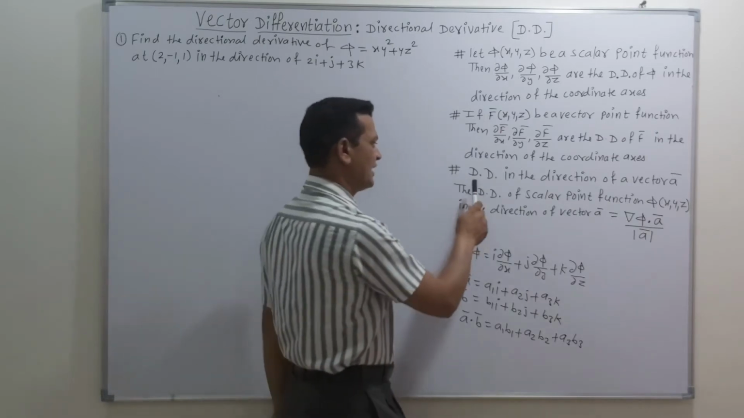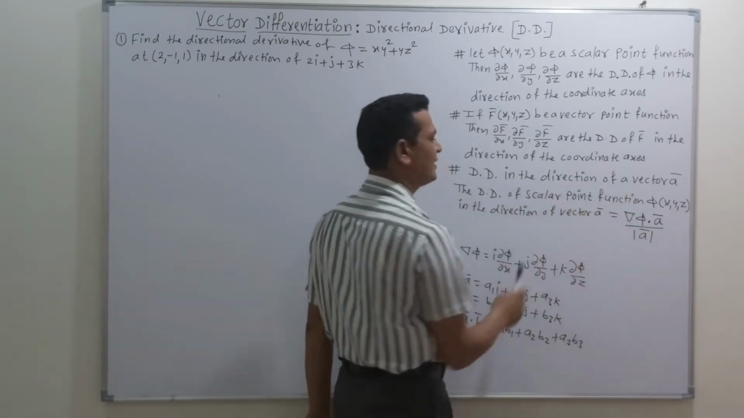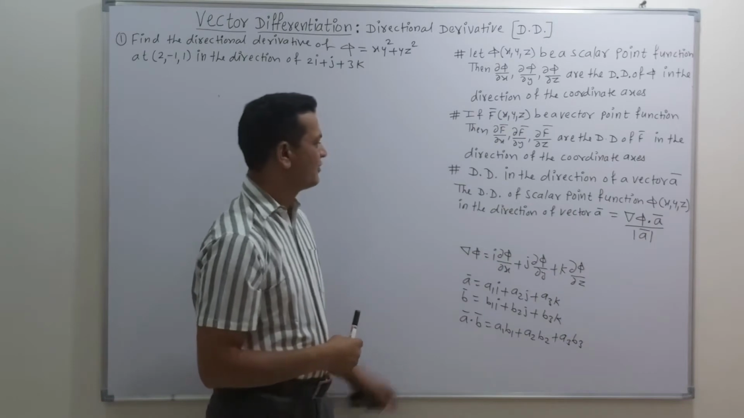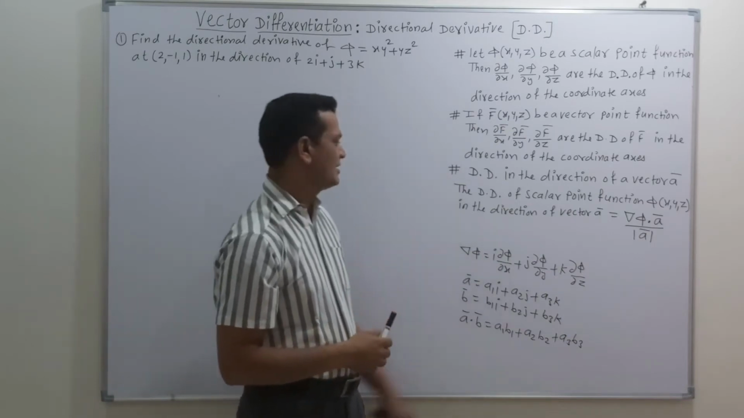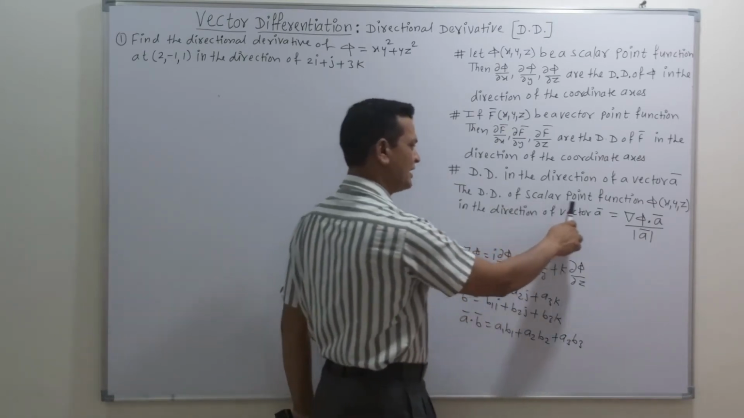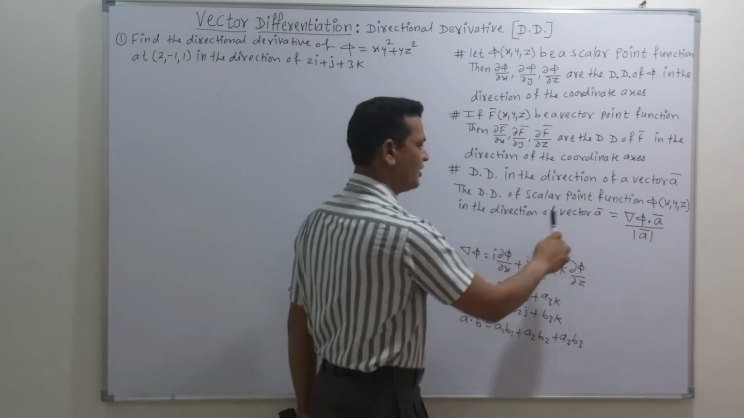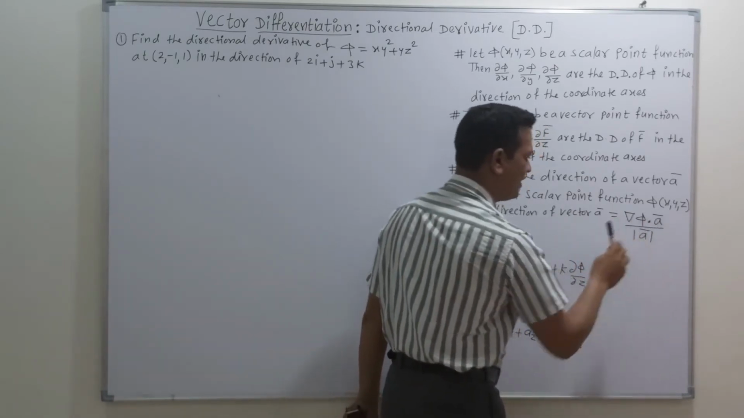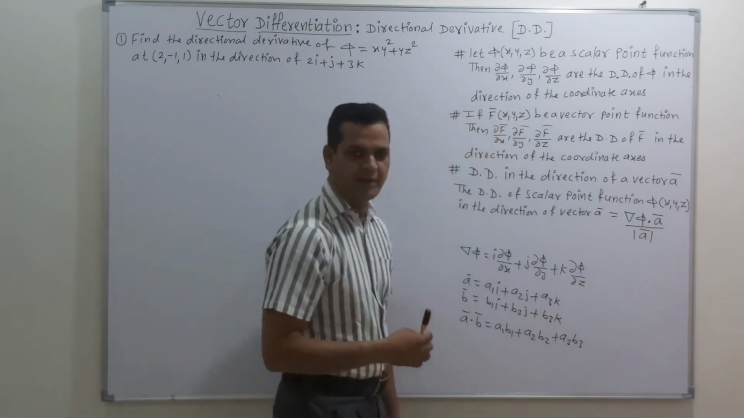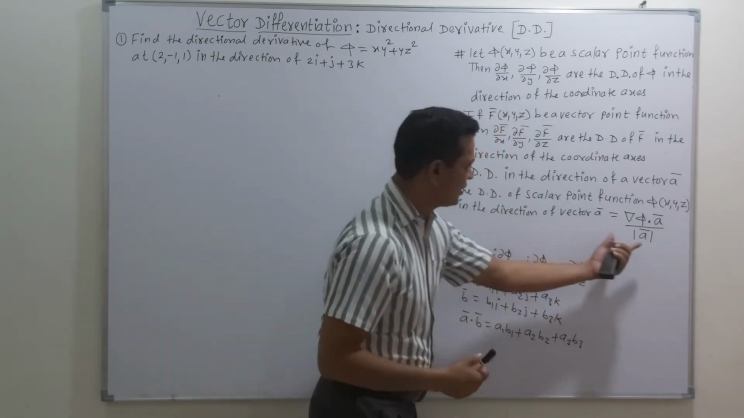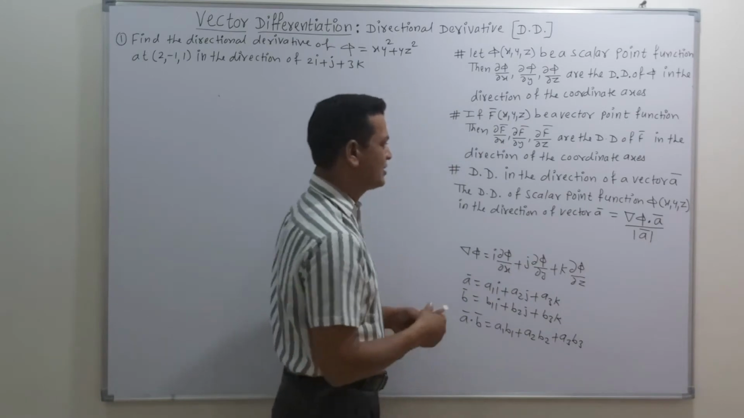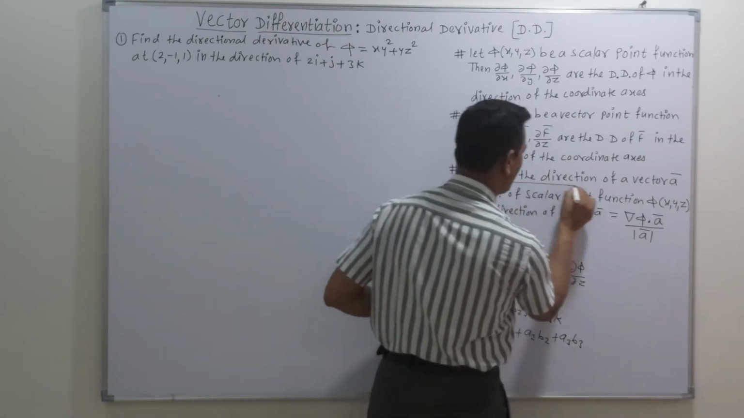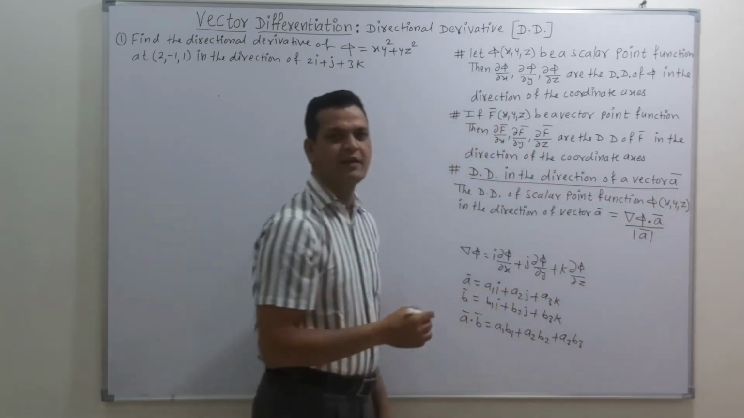So for this, the directional derivative in the direction of vector A bar, we are solving examples based on this concept. The directional derivative of a scalar point function phi in the direction of vector A bar is given as del phi dot A bar upon the magnitude of A bar. This is the formula to solve the examples based on the directional derivative.